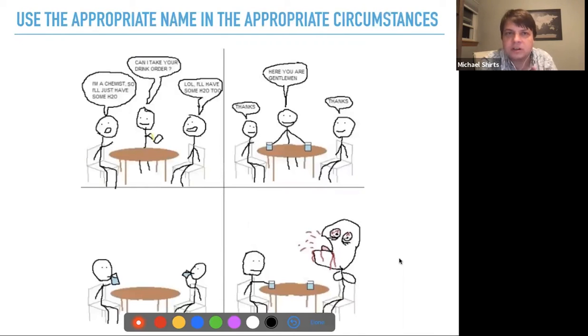It is important to use the appropriate name in the appropriate circumstances, so you don't end up like the people here that are not being very careful with chemistry, unlike the bartender. I don't know if you can read it. "I'm a chemist, so I'll just have some H2O." "I'll have some H2O too." "Here we are, gentlemen. Thanks." Yeah, so be careful with what names you use in what context.